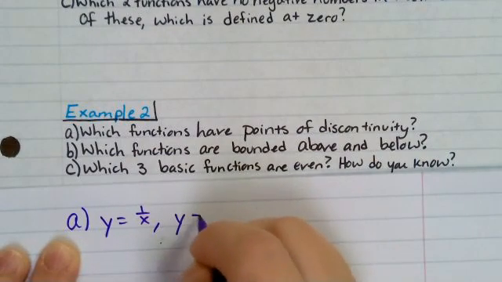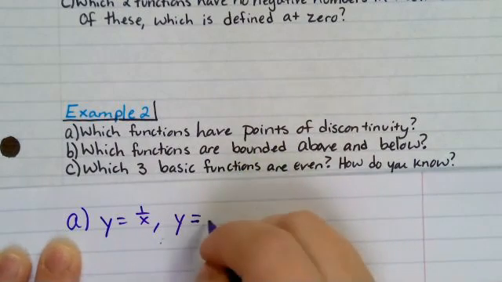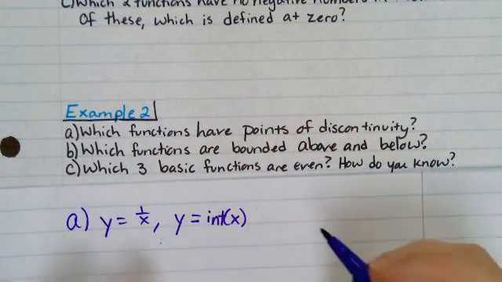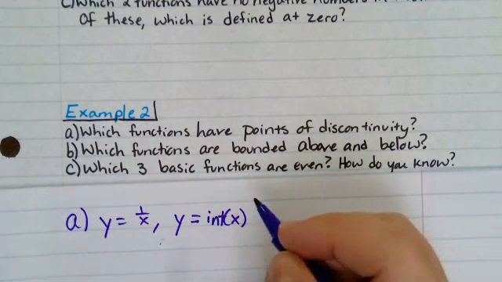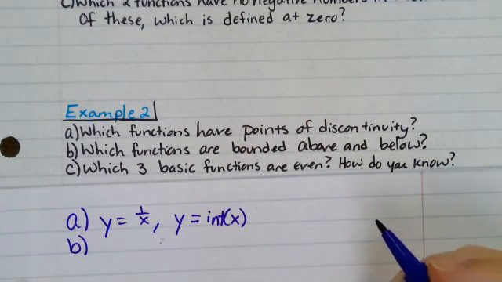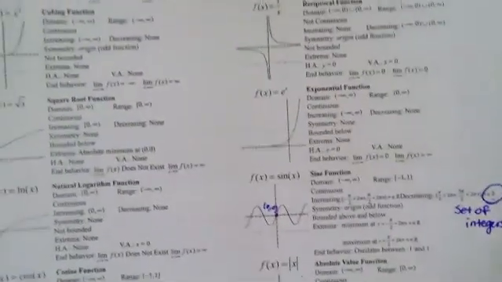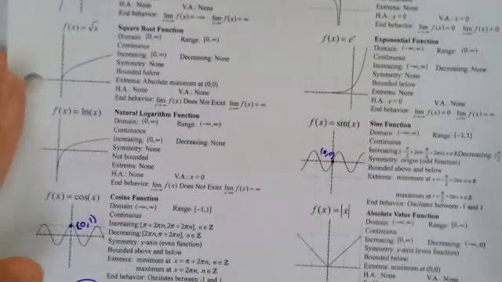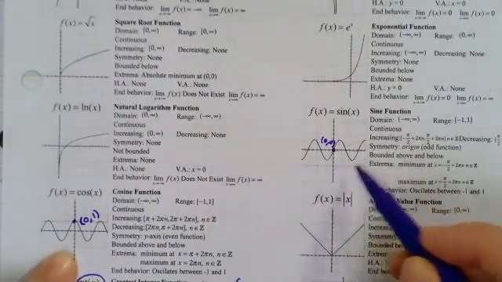And then we also had y equals, this was your greatest integer function, right? And that's just y equals your integer of x. So those do have points of discontinuity. Now B says which functions are bounded above and below. So really, I only know of a couple that are bounded both above and below. There are some that could be bounded other ways, but bounded above and below, that's your sine and your cosine. There's a place where they can't go any higher, can't go any lower.